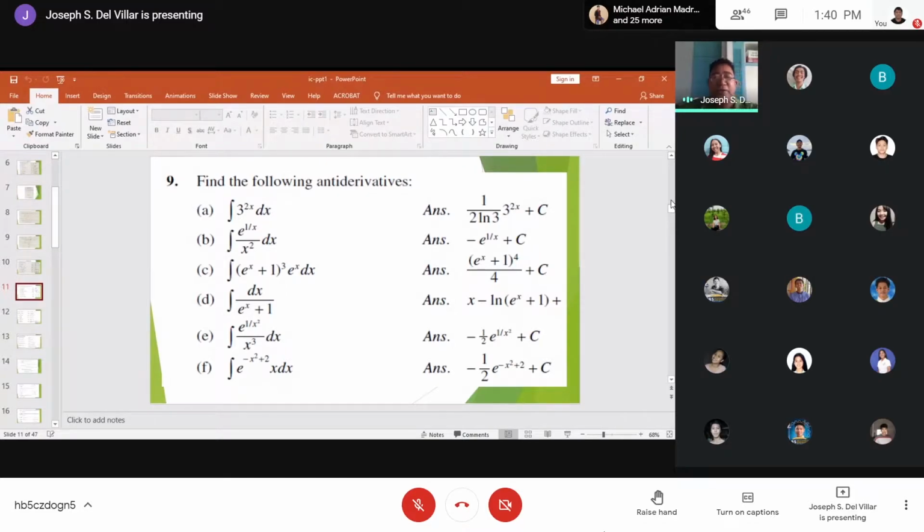Question? Is there a problem here in letter A? You are going to place this here, no? It should be 3 to the 2x all over 2 ln of 3 plus c. Okay, what about letter B? Is this correct? How is it possible that this is the answer to this? The integral of e to the 1 over x all over x squared.